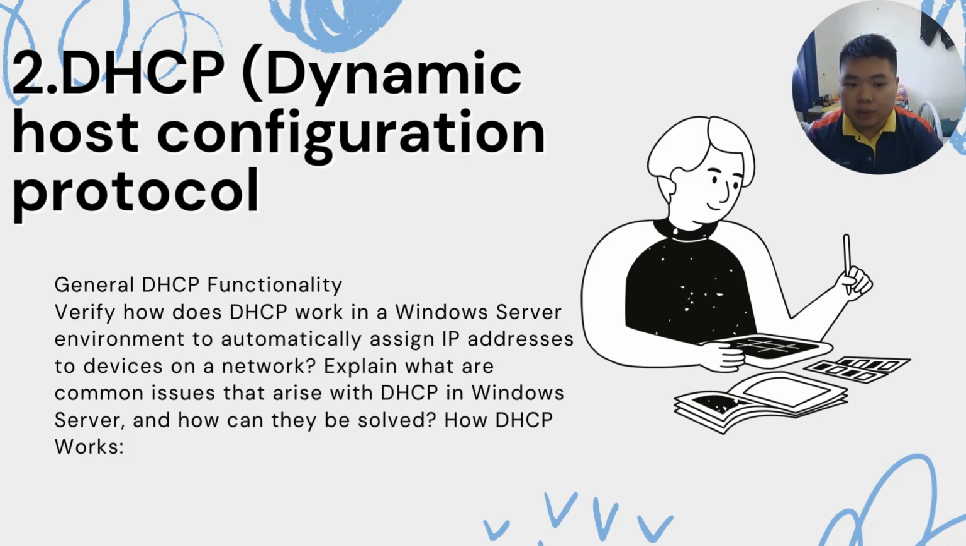So now let's move to the second question, which is DHCP, the Dynamic Host Configuration Protocol. General DHCP functionality: how does DHCP work in a Windows Server environment to automatically assign IP addresses to devices on a network? Explain what common issues arise with DHCP in Windows Server, how they can be solved, and how DHCP works. So let's move to another slide to answer it.